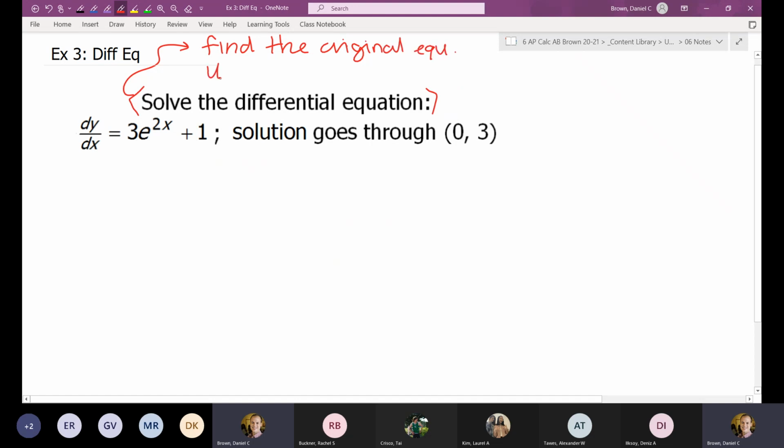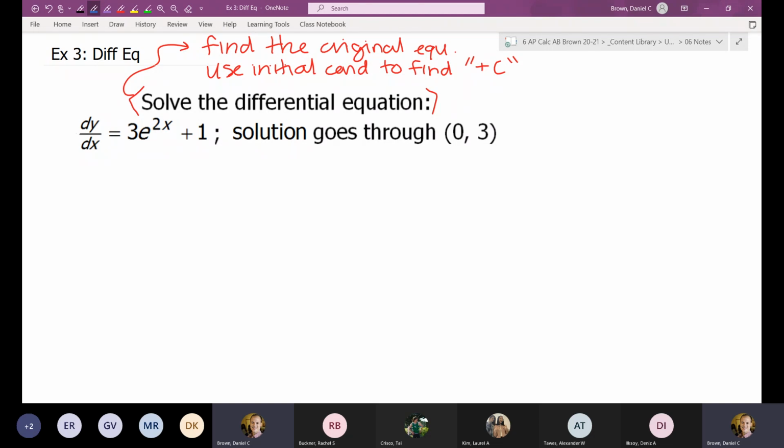The second thing is you want to use the initial condition to find that constant we had of plus c. And you need to find that plus c because again, your answer is going to be what, y is equal to. So again, my thinking for this one, they tell me dy dx is equal to 3e to the 2x plus 1. dy dx is just the derivative.